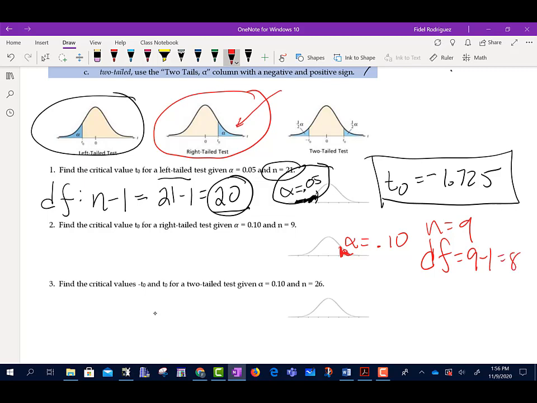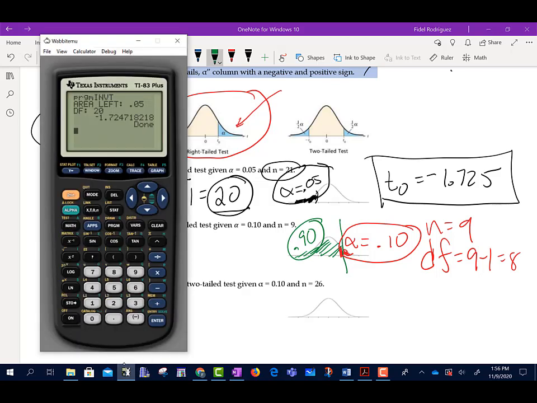Now, when I'm using a table or whether I'm using my calculator, these things always compute the area to the left, okay? So if we know that the area to the right is 0.10, then that would tell me that the area to the left has to be 0.90 because the area under the entire curve is going to be 1, okay? So when I come back to my calculator, and I'm going to do this again, I'm going to do my inverse t, okay? I'm going to hit enter.